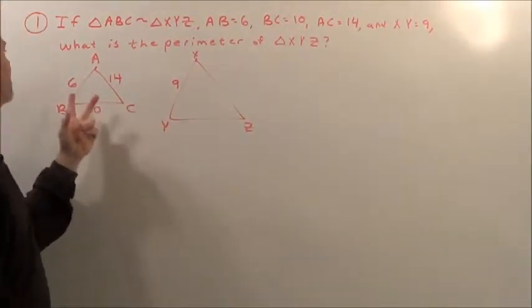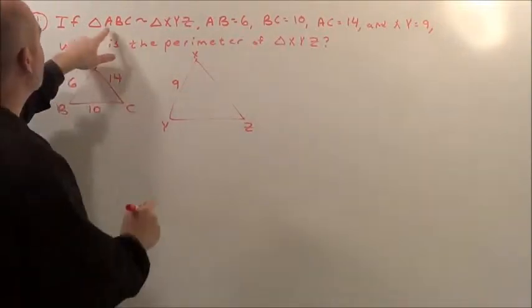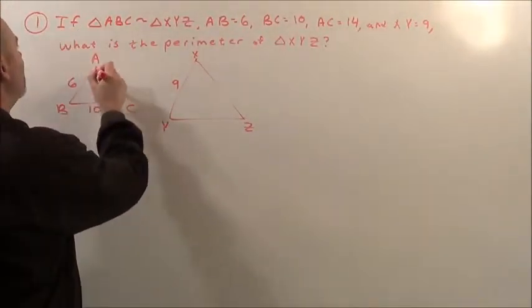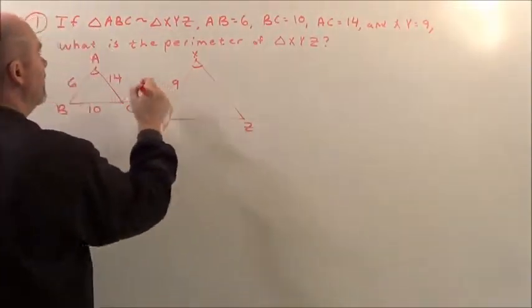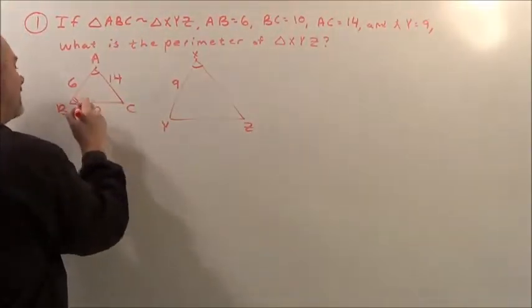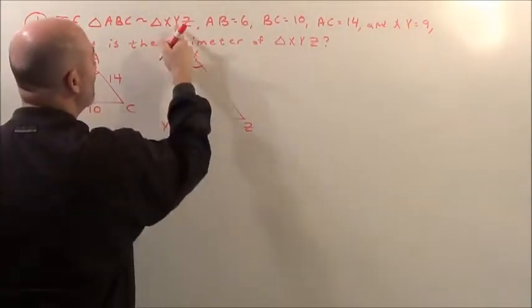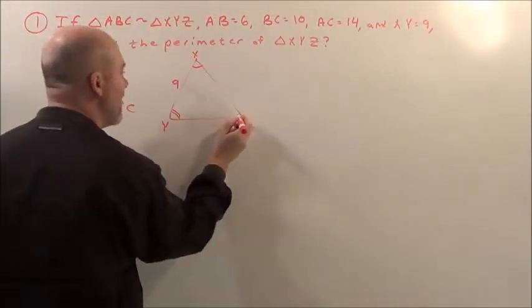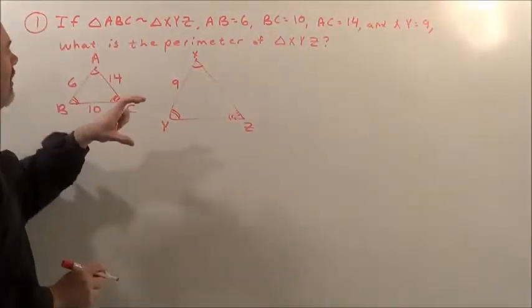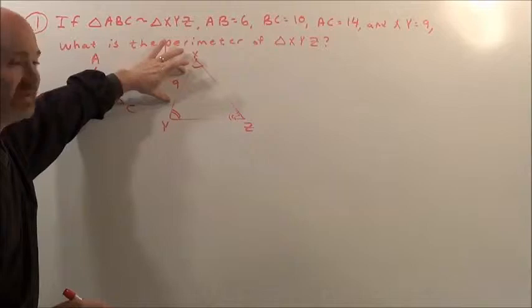Well, I could go through and set up similar sides. Now notice A right here, this angle A is the exact same as angle X. Angle B right here matches up with Y. And finally C, 1, 2, 3, is matching this guy, 1, 2, 3. So I know that this 6 corresponds to the 9.